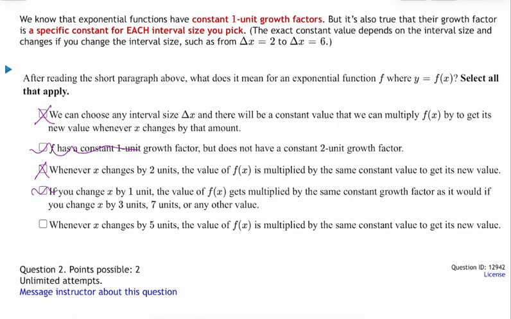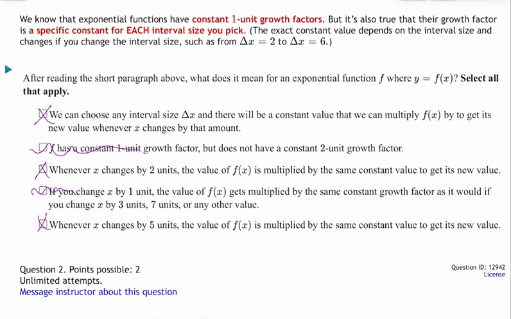That's incorrect. Whenever x changes by 5 units, the value of f of x is multiplied by the same constant value to get its new value. I think that one's a yes too. Yeah, I think we're good there.